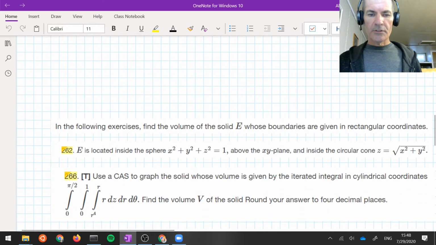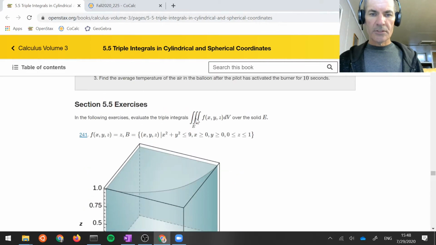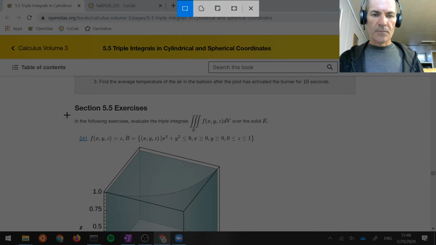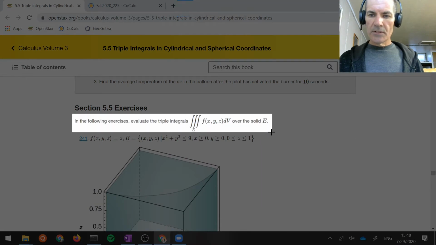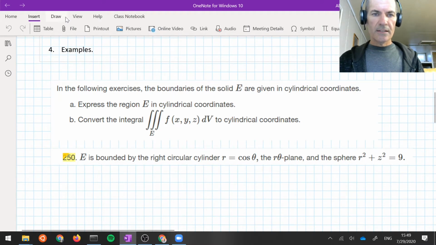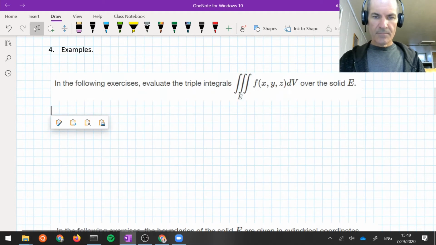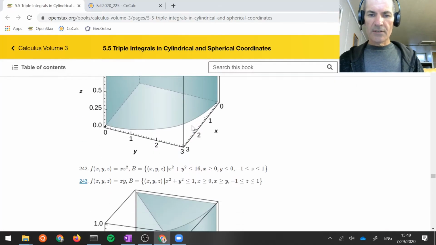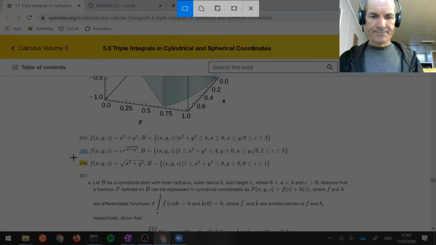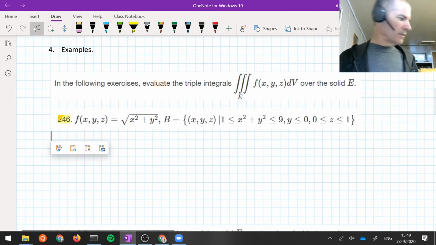I'm not sure why I don't have 246 pasted right in here, but let me just go grab it. So 246, we are asked to compute the triple integral over the solid E. So let me go up here and introduce that for us. And then let me grab the exercise. Almost there. Okay, let me check my notes here.